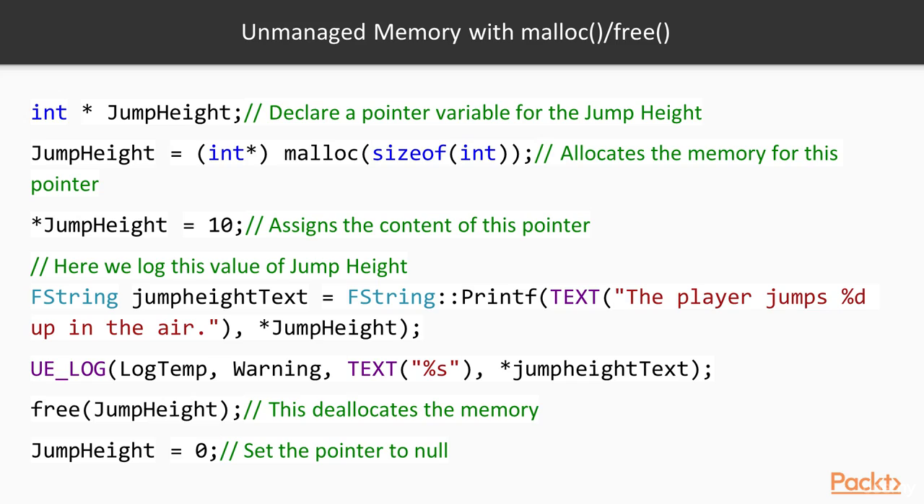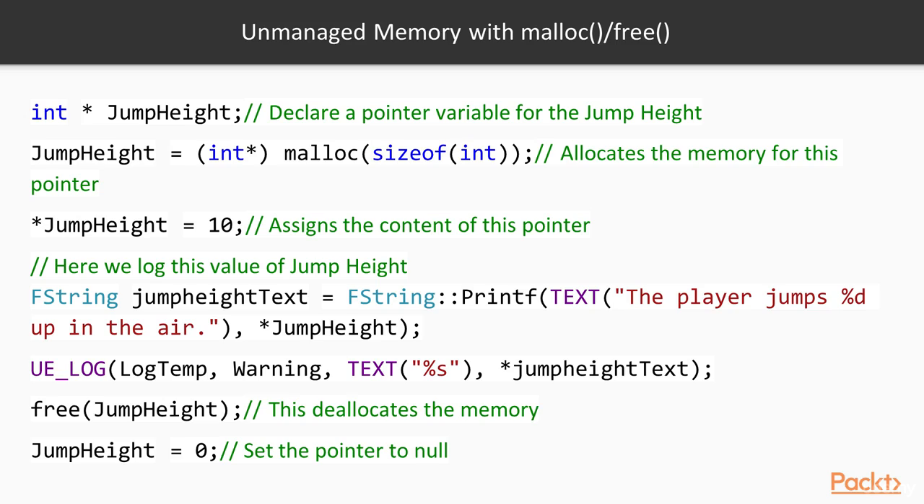And then in the fourth line, I'm creating a text that simply shows that the player jumped this amount in the air, and then I'm logging that into LogTemp of my UE4 log. If this is not familiar to you, you can watch a couple of videos ago, which show you how you log text and variables onto the output log of Unreal Engine 4.